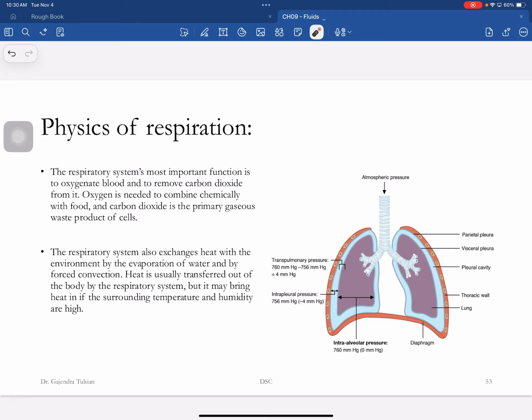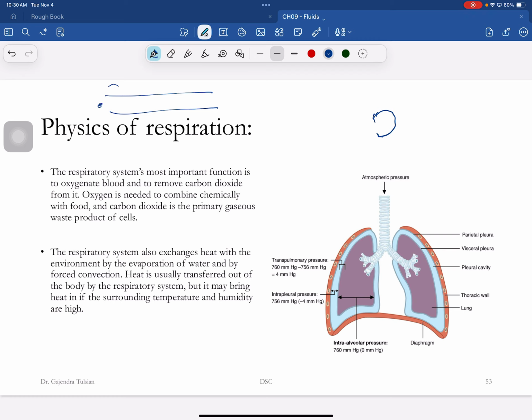So we'll come to breathing. Here's an alveolus. For a fluid to move, the pressure here has to be higher than the pressure there. Fluid moves from higher pressure to lower pressure. So when you want to breathe air in, what is the pressure outside? 1 atmosphere. Is this outside pressure changing? No, it's not. So this pressure is constant.